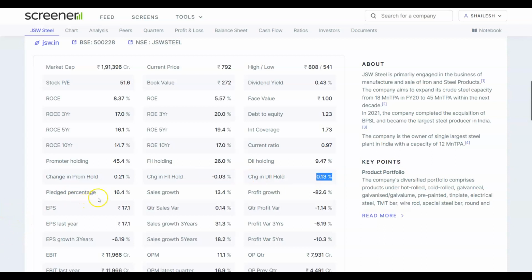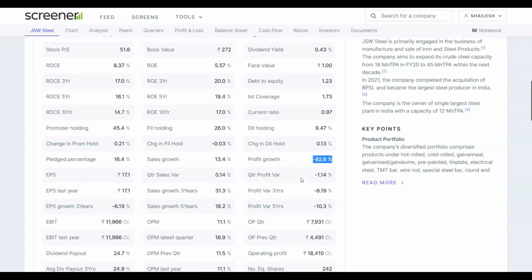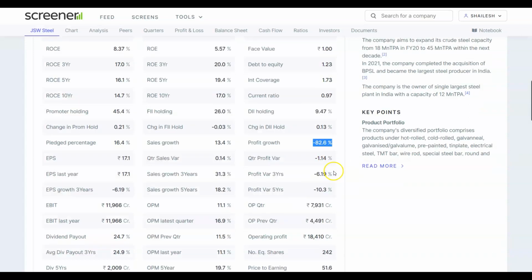If we look into the pledged percentage, the promoters have pledged 16.4% of their stake, which is not good about this company. The sales growth is 13.4% and the profit growth is minus 82.6%. Even this is not good about this company. The profit growth CAGR should be in the positive territory. They are making the sales, but they are not generating any profit out of it.